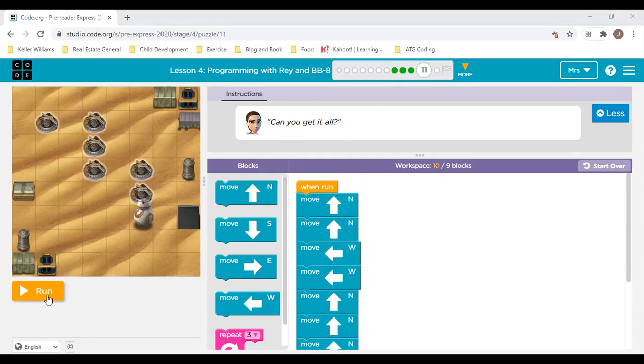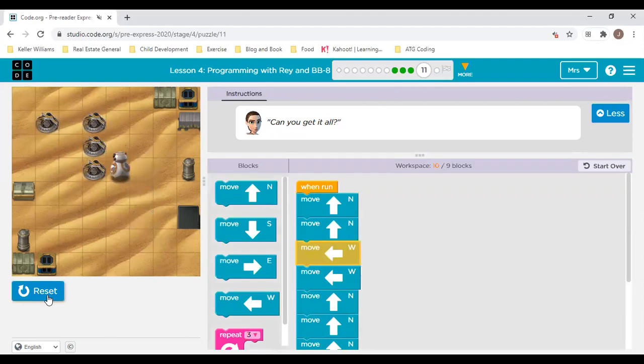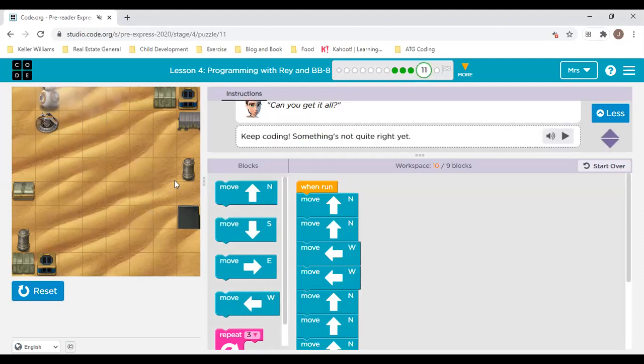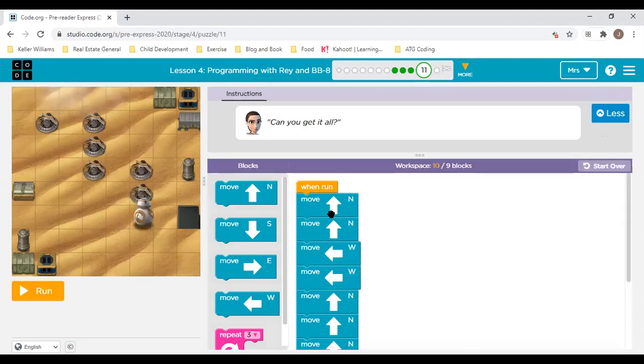Right, let's run it. There it's going west, north. Oh, it's going too high. Okay, so we know that we made one little mistake. So the first north was right because it moved 1, 2. West was right, 1, 2.